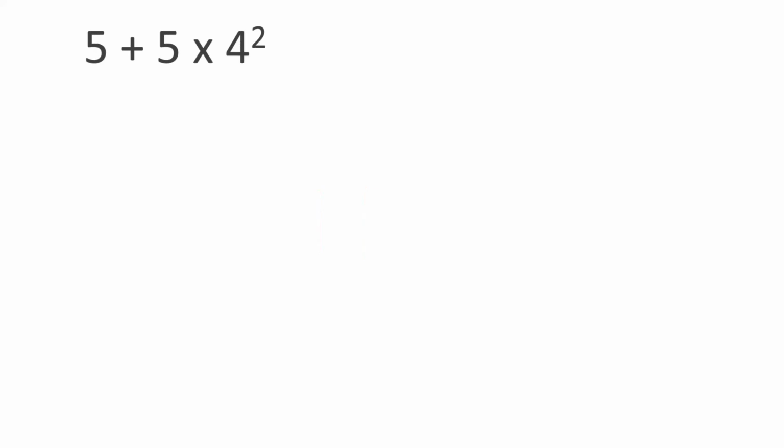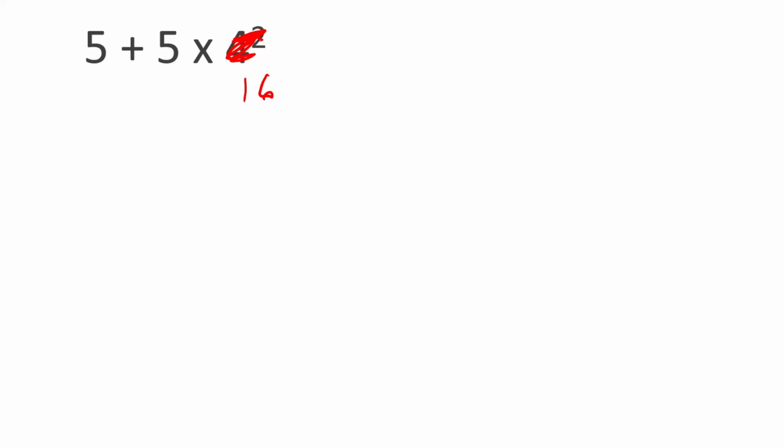5 plus 5 times 4 squared. Well, we're not doing the 5 plus 5, that's addition, and that comes after multiplication, doesn't it? And we're not starting with the multiplication either. Orders comes before that, so we're doing the 4 squared. 4 squared is 4 times 4, so that we could replace with 16. So we now have multiplication. We've got 5 times 16.